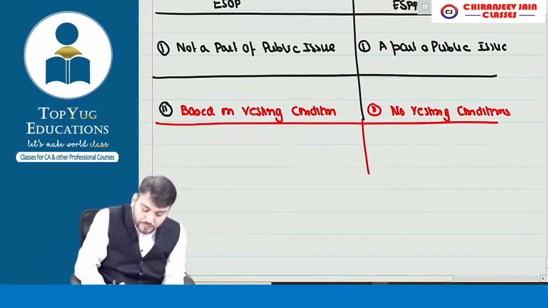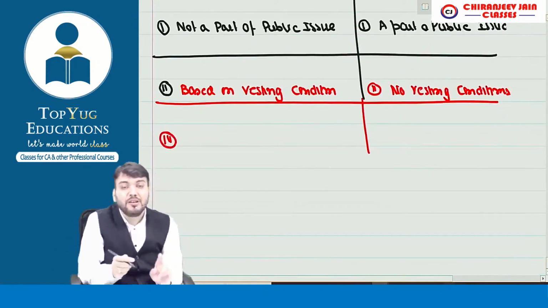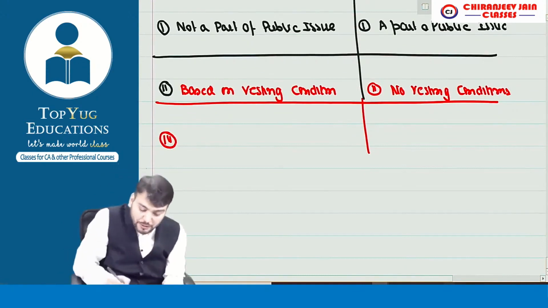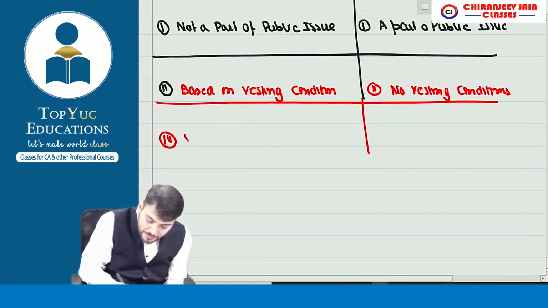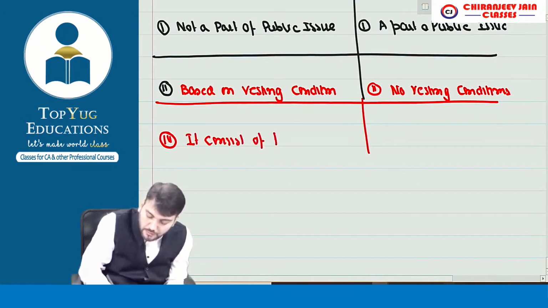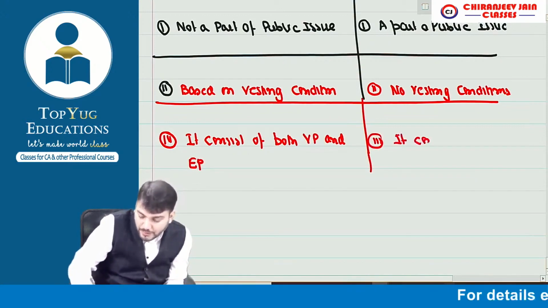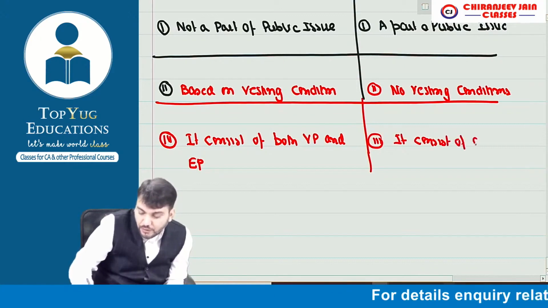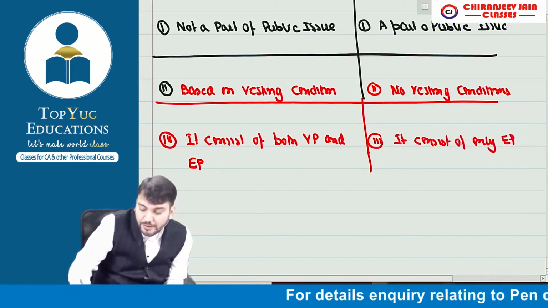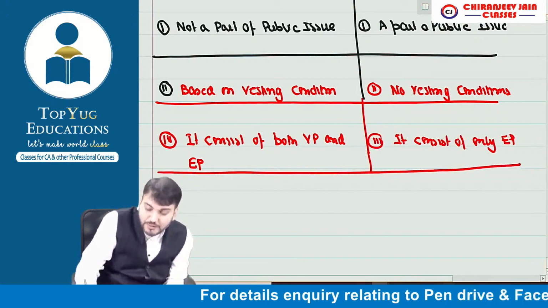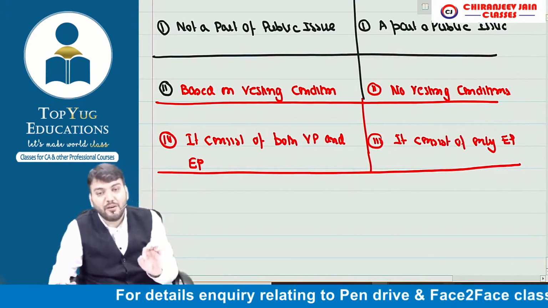Correct? Understood? How will you find out in the exam whether it is a question of ESOP or ESPP? So can I say, look, ESOP consists of both vesting period and exercise period, but ESPP only consists of what? It consists of only exercise period. Meaning in case of ESPP, there will be no vesting period, only exercise period.